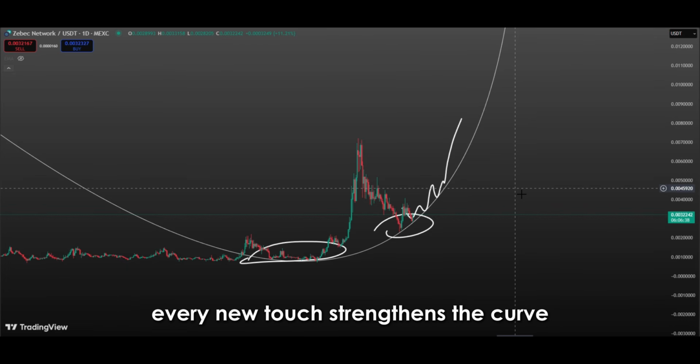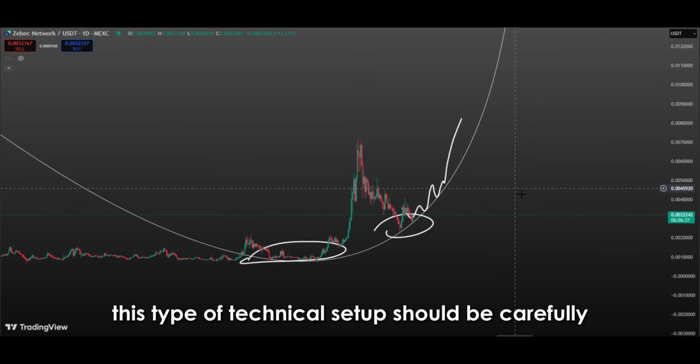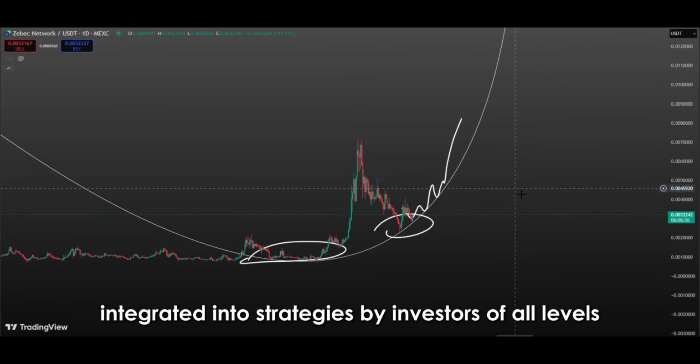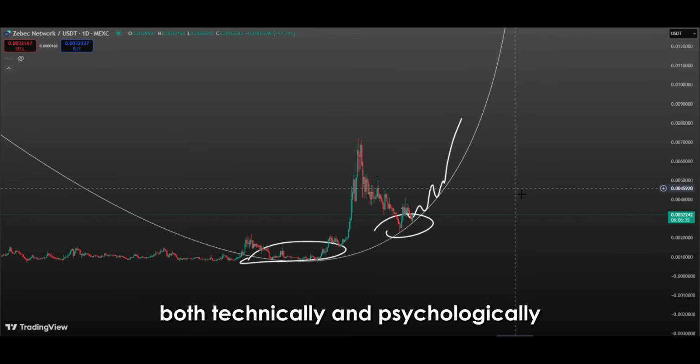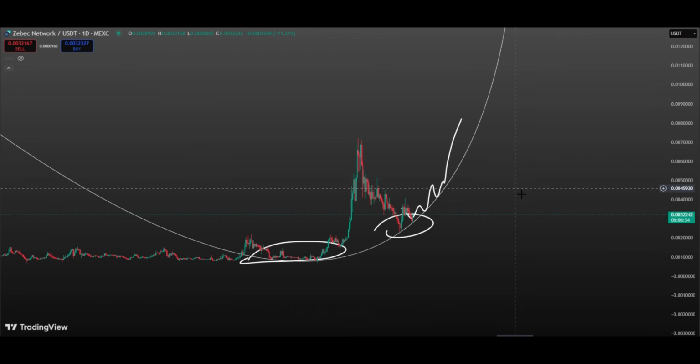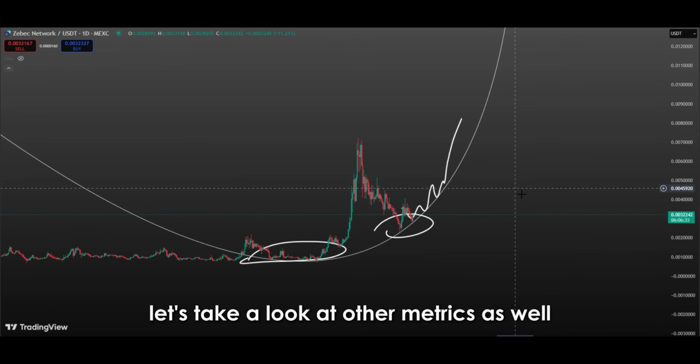Every new touch strengthens the curve and creates new opportunities for investors. Therefore, this type of technical setup should be carefully monitored and integrated into strategies by investors of all levels. This approach provides very strong signals both technically and psychologically and supports investment decisions. But we can't make decisions based solely on the curve. Let's take a look at other metrics as well.